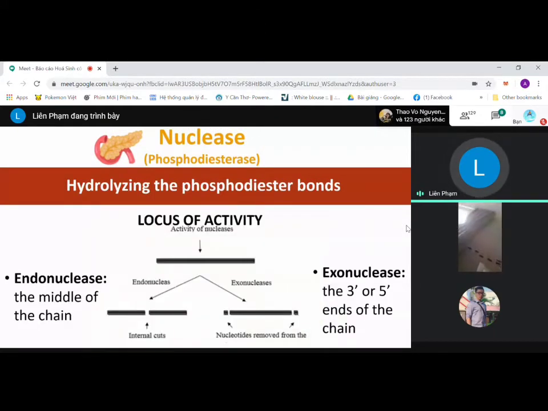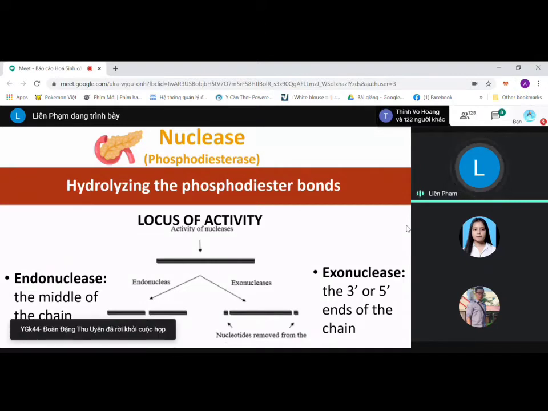There are many ways to classify nuclease enzymes. It can be classified depending on the active position of the enzyme on the nucleic acid molecule or depending on the substrate. The most common way is classifying depending on the position. We have two types: endonuclease and exonuclease. If you read some documents, you can meet the classification depending on the substrate, I mean RNA or DNA. Then we have deoxyribonuclease and ribonuclease.